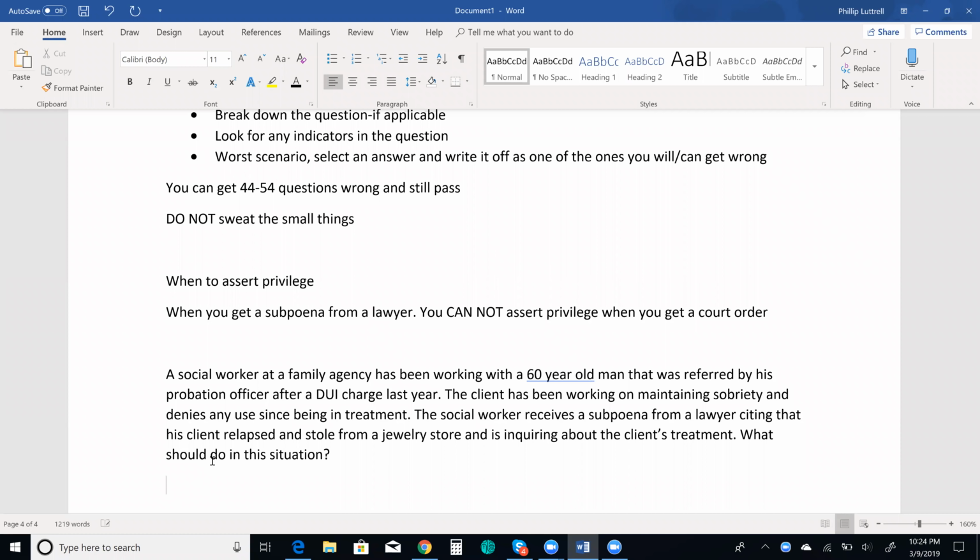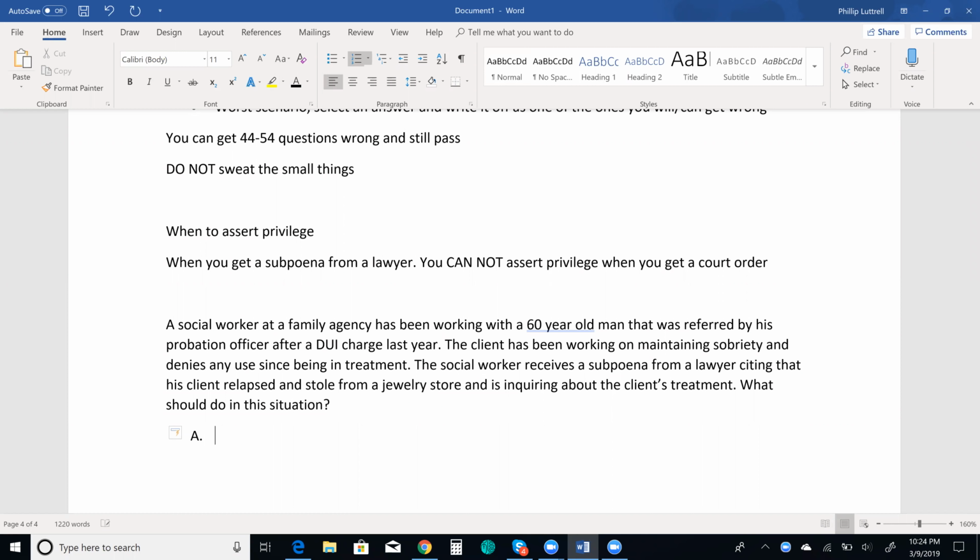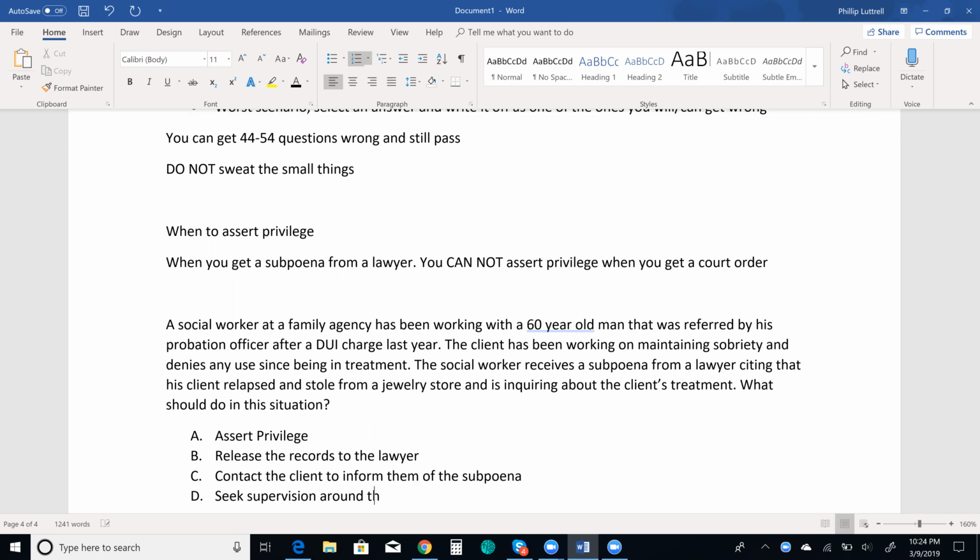Assert privilege. Release the records to the lawyer. Contact the client to inform them of the subpoena and seek supervision around the subpoena. All right. It's kind of a trick question, but we'll see how it rolls.